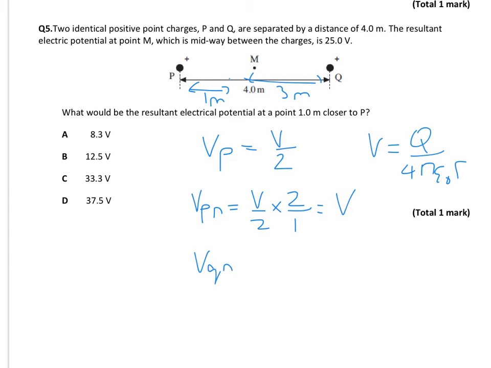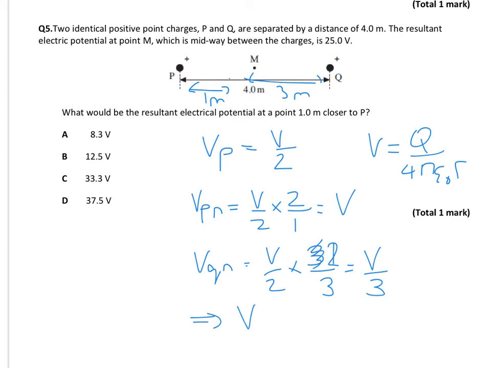VQ new is going to be the old potential times by 3. Oops, what am I doing? Times by 2, which was the old, and now divided by 3. So you end up with V over 3.